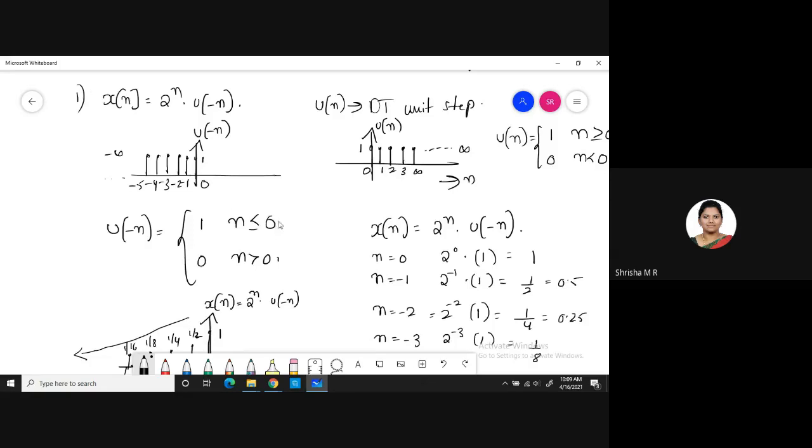Fine. So now we shall graphically try to interpret this 2 power n into u of minus n. How will it look graphically?